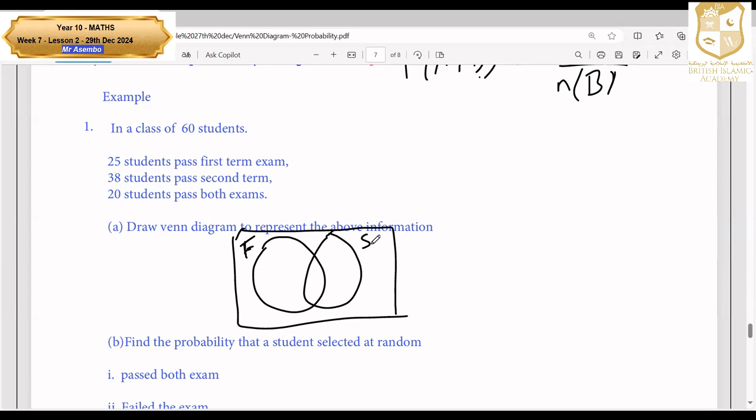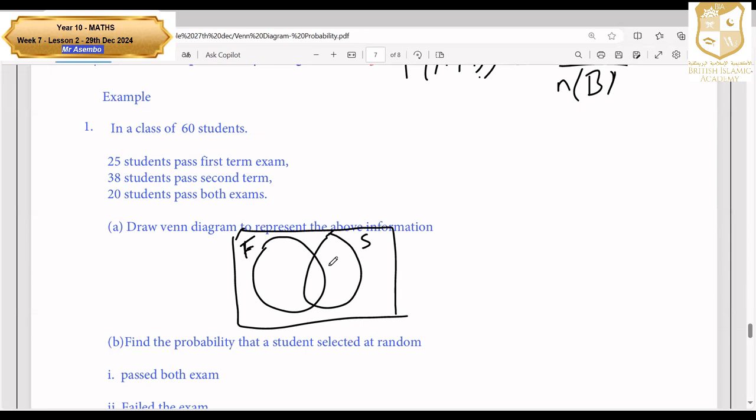So 25 students passed the first term exam. Now we cannot put 25 here, the reason being that we might have students who passed the first term exam and have gone ahead and passed the second term exam. So not all 25 are going to be here. So we can be having students.